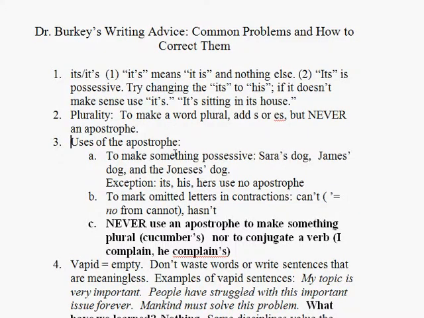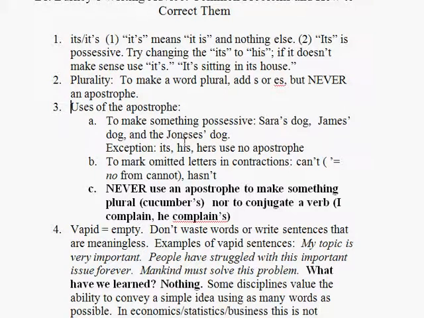Item 3, how should you use an apostrophe? There are two common uses for the apostrophe, and I'm not going to say there aren't others. Number one, to make something possessive, like Sarah apostrophe S dog. Sarah's dog. The dog belongs to Sarah. If a word ends in S, add the apostrophe after the name. James' dog, or sometimes people pronounce that as James's dog, or the Joneses' dog. There are exceptions. Its, as we talked about a minute ago. His and hers don't have an apostrophe in them.